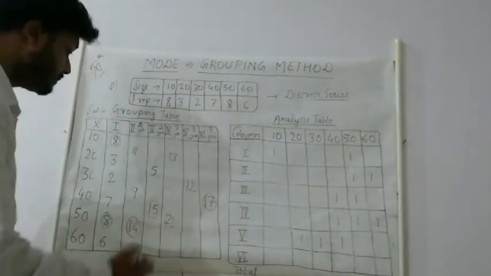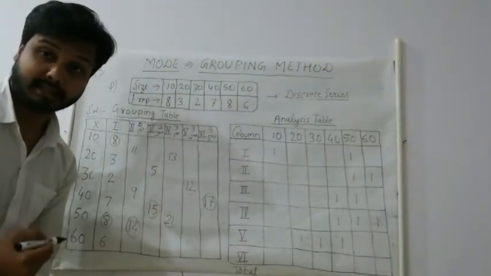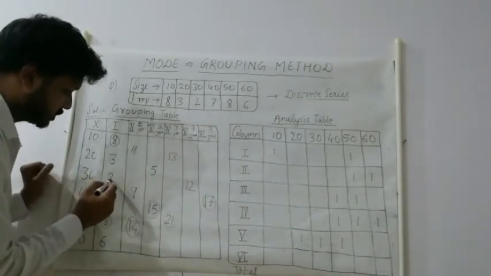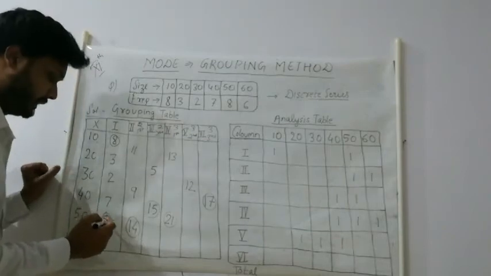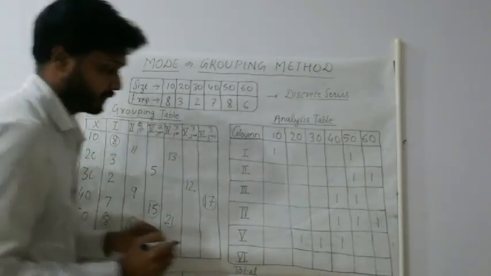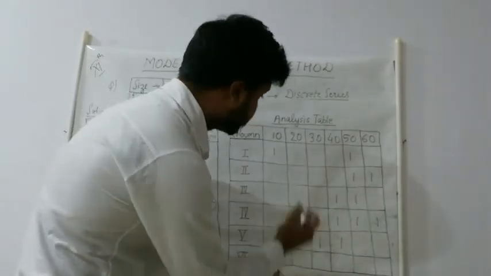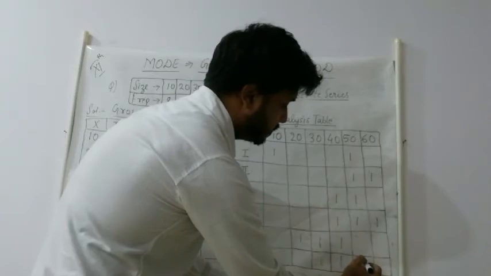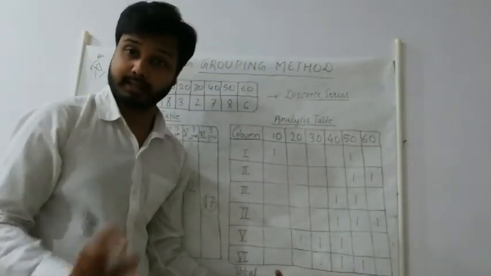Okay. At last we have got 17. How did we get 17? By adding these three numbers, 2 plus 7 plus 8. Okay. So these are part of 30, 40 and 50. So mark in 30, 40 and 50. This is done.